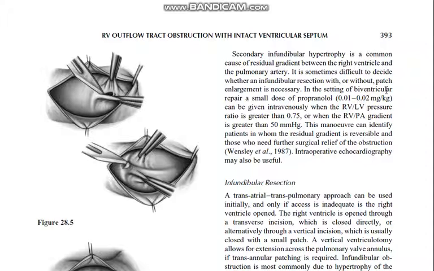In the setting of biventricular repair, a small dose of propranolol can be given intravenously when the right ventricle to left ventricle pressure ratio is greater than 0.75 or when the right ventricle to pulmonary artery gradient is greater than 50 mmHg. This maneuver can identify patients in whom the residual gradient is reversible and those who need further surgical relief of the obstruction. Intraoperative echocardiography may also be useful.